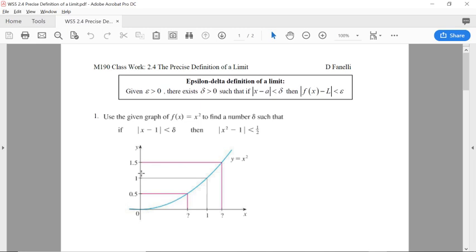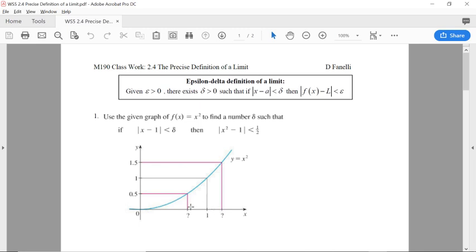Okay, so we need to find out, based off of the output being allowed to be between 0.5 and 1.5, because that puts us within a distance of 0.5 of the actual limit, what is the minimum possible x value, the smallest or the farthest to the left we could possibly be from a, and what is the farthest we could possibly be to the right of a as well.